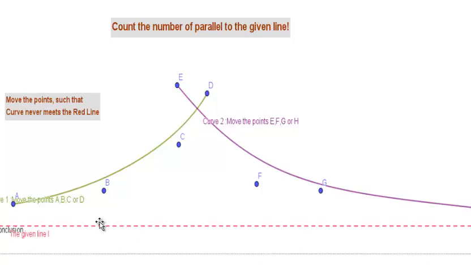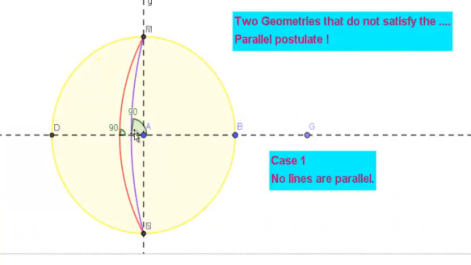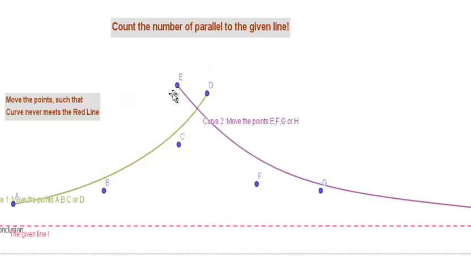So what we are trying to see is that we have to move these points such that they are not going to intersect my given line. Like in the previous case, these angles are 180 degrees, but the lines are not parallel. Every time we are trying to draw a line, it will not be parallel because it will always meet at the pole.